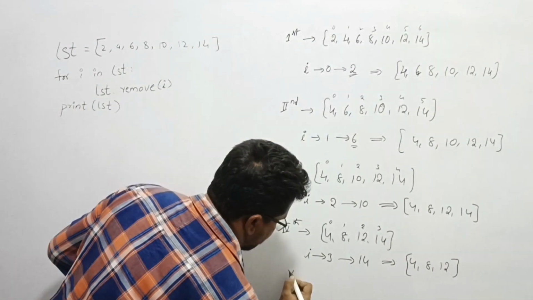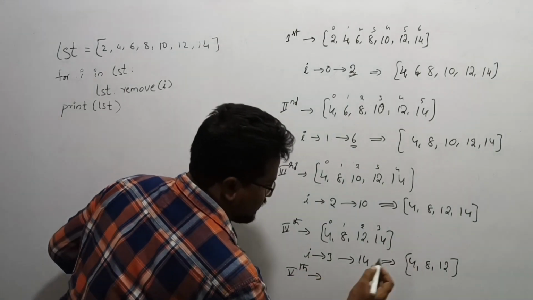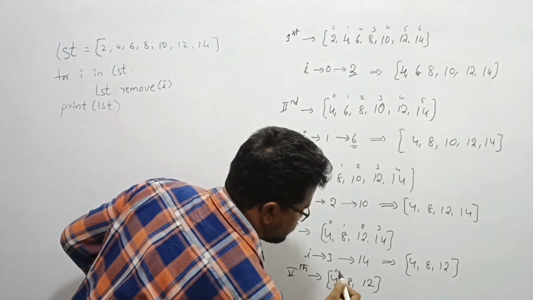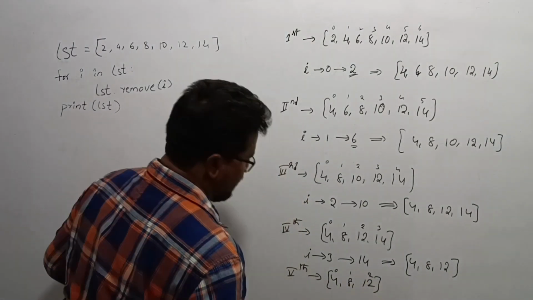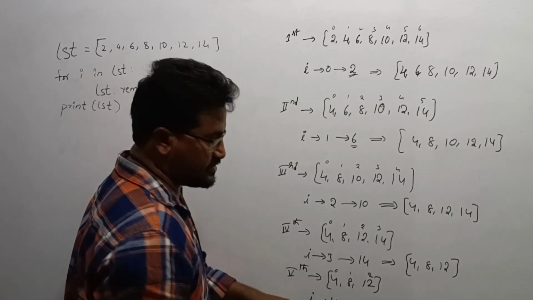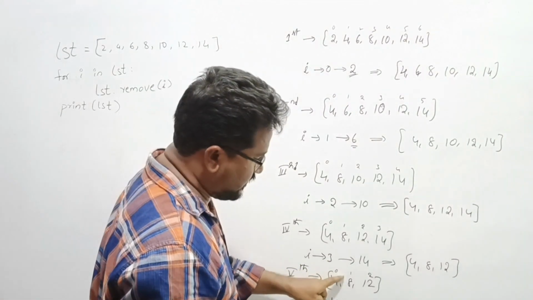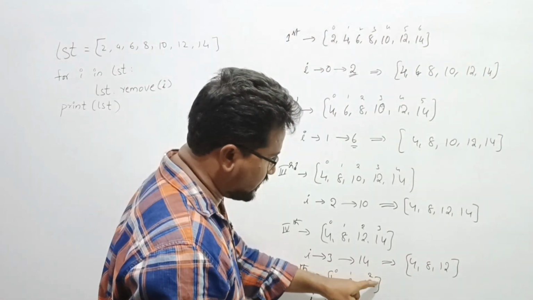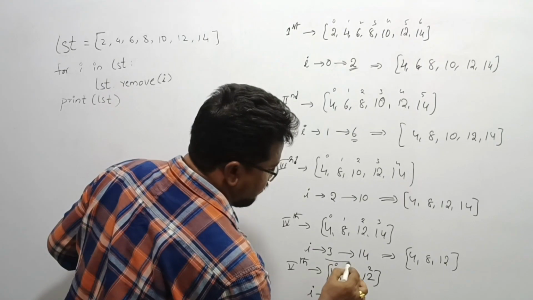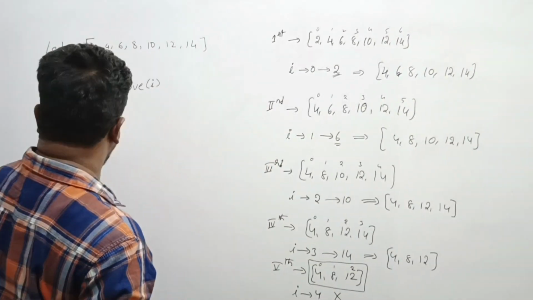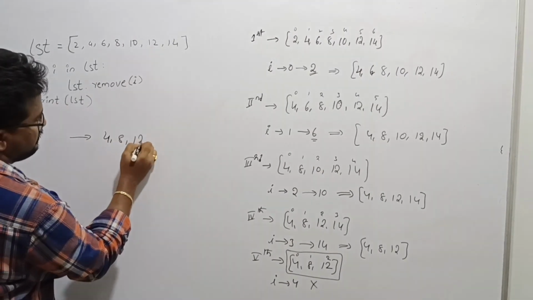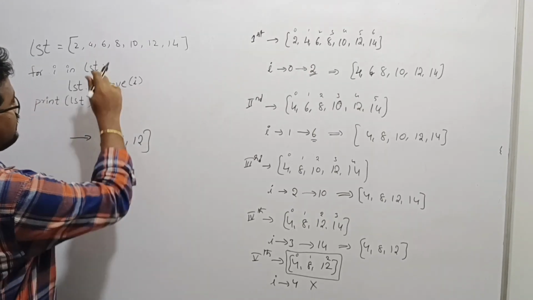For the fifth iteration, the remaining list is 4, 8, 12. Index numbers are 0, 1, and just 2 is there. In the fifth iteration, the i value would be index 4, but here index 4 is not there. That's why no value will come for i now, and this is the final list. When you print lst, the result is 4, 8, 12. This is the result of this program.